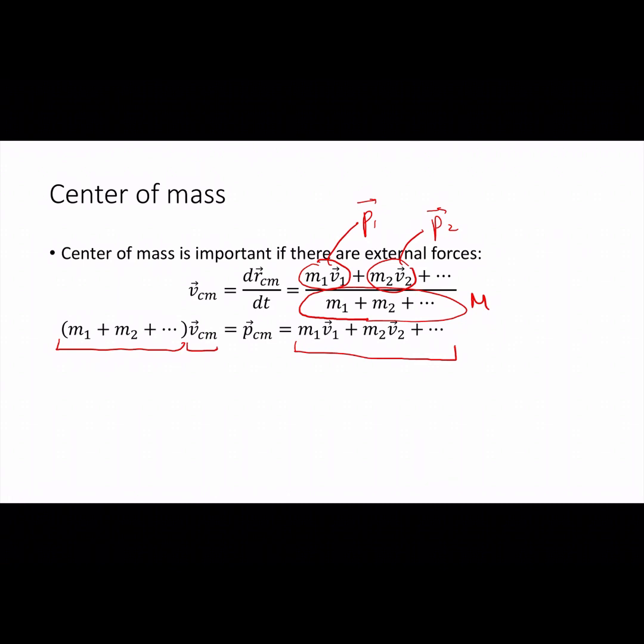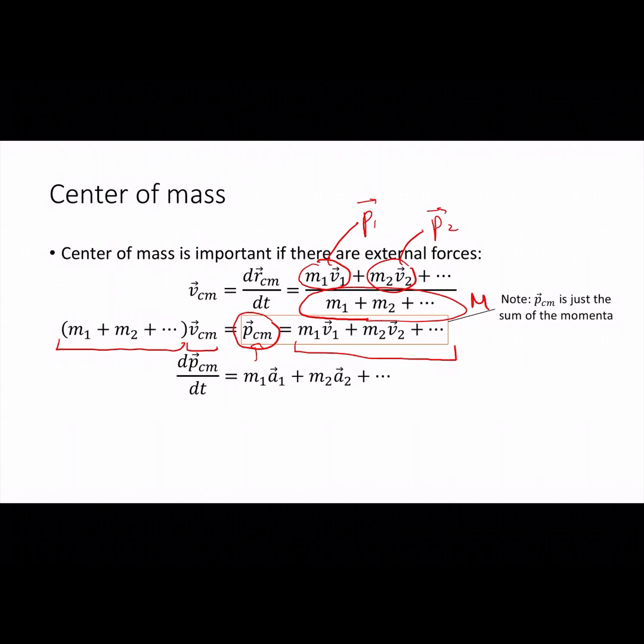In other words, if I think about the momentum of the center of mass as just the total mass times the velocity of the center of mass, then the momentum of the center of mass is equal to just the sum of the momenta of each object. Now, why do I care about this? Let's take one more derivative and see why this really matters.